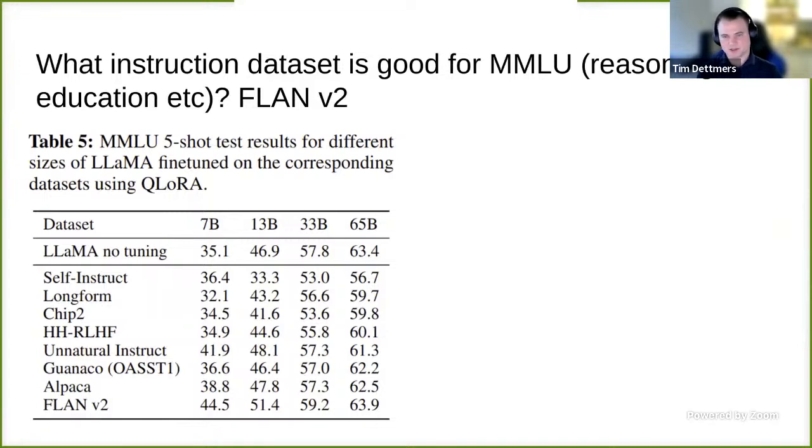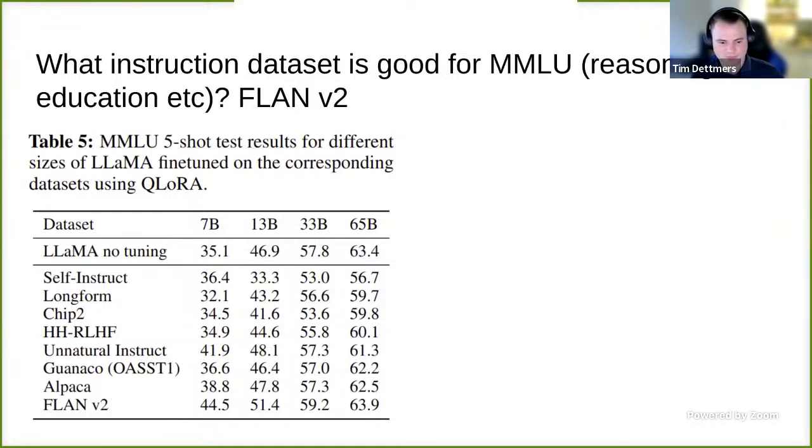The MMLU data set is about reasoning, education, all kinds of general knowledge, and also some specific knowledge. And what we see is that FLAN version 2 gets much higher average accuracy than other data sets. And it's the only data set that still improves the baseline performance at 65 billion scale. So FLAN version 2 seems to be really good, but actually what we found out later is it's a really bad data set for chatbot models. So really good for this data set, but bad for chatbot models.